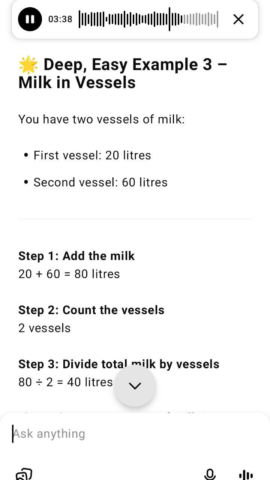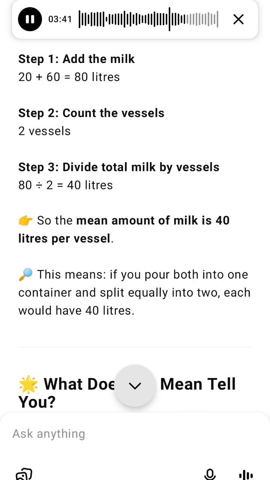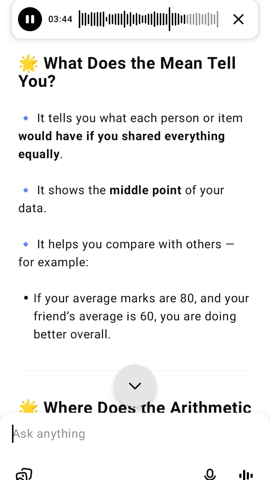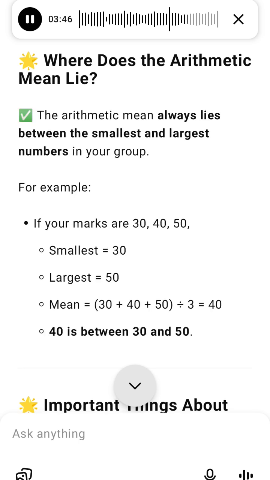7. What does the arithmetic mean tell us? It shows what each item would have if everything were shared equally. It is typical or usual for the group. It gives a single value that represents the whole set of numbers.